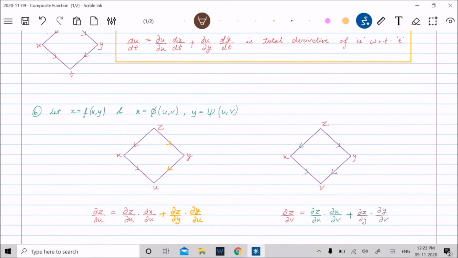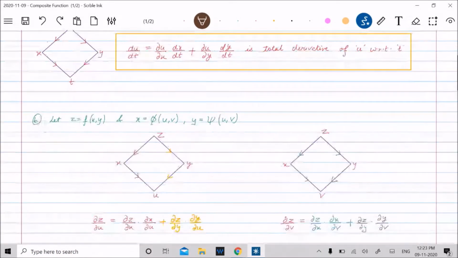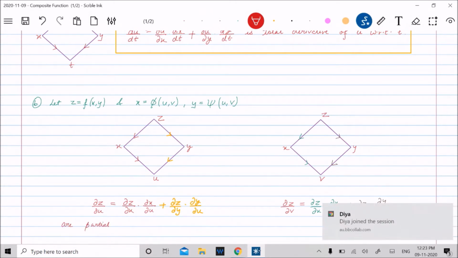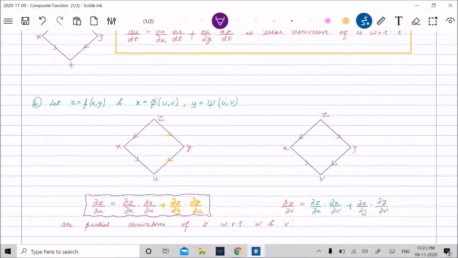These are not called total derivatives. Don't call them total derivatives. Total derivative is the ordinary derivative. These are just the partial derivatives. So I will write: partial derivatives of z with respect to u and v separately, right? Anybody wants to ask something, then please ask. All of you should learn how to write these derivatives because in problems we will be doing that more often.